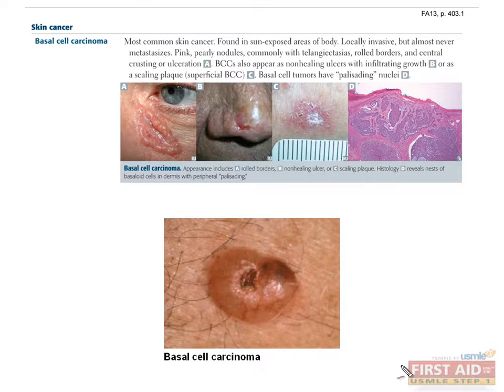Basal cell carcinomas commonly occur in sun-exposed areas. They're locally invasive, but almost never metastasize. The classic description is that they ulcerate centrally, but grossly show pink pearly nodules with rolled up or heaped up borders that show telangiectasias. Once you see it, you'll never miss it. Under a histologic slide, the key finding is palisading nuclei.